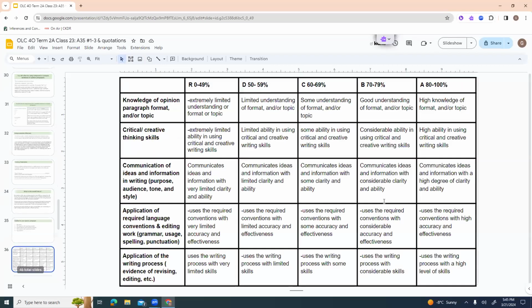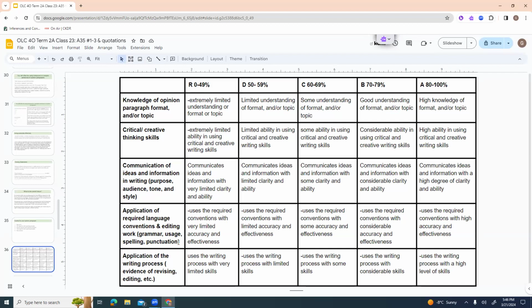Okay. Here is an example of a rubric that I would use to mark an opinion paragraph. This looks more complicated than it is. Basically, here are the categories: knowledge of opinion, paragraph format and of the topic, critical and creative thinking skills, communication of ideas and information in writing, looking at purpose, audience, tone, style, application of required language conventions and editing work, grammar, usage, spelling, and punctuation, and application of the writing process, evidence of revising and editing.